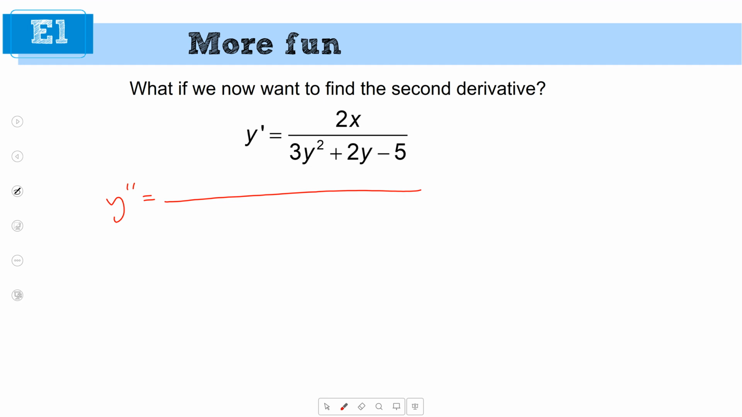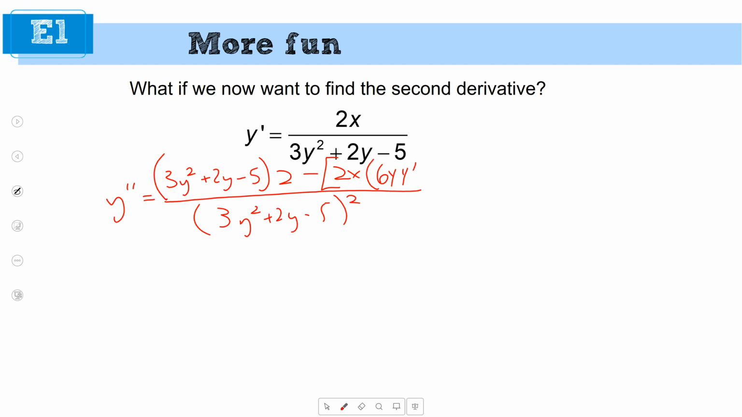Y double prime is equal to big gazinta bar, denominator squared. Bring the denominator up to the top, times the derivative of the numerator, minus big honkin' bracket, numerator times derivative of the denominator. 6y y prime plus 2y prime. That's not so bad, right?